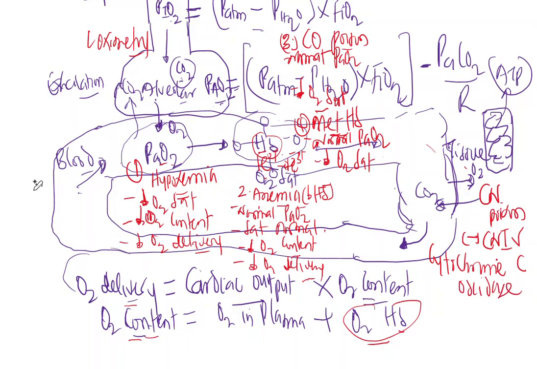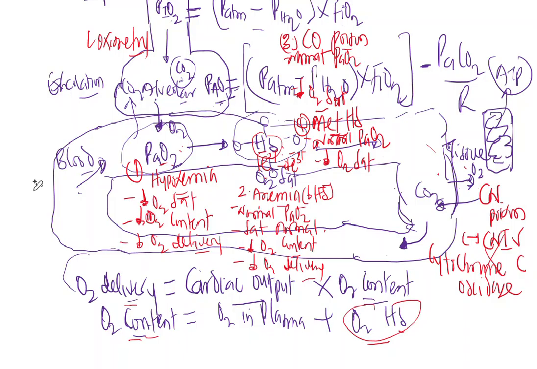By inhibiting complex 4, the mitochondria will not be able to use that oxygen to make what? ATP. So with somebody who has cyanide poison, everything upstream will be okay. That means the partial pressure of oxygen in the artery is going to be normal, the oxygen saturation will be normal, the oxygen content will be normal, and oxygen delivery is going to be normal.